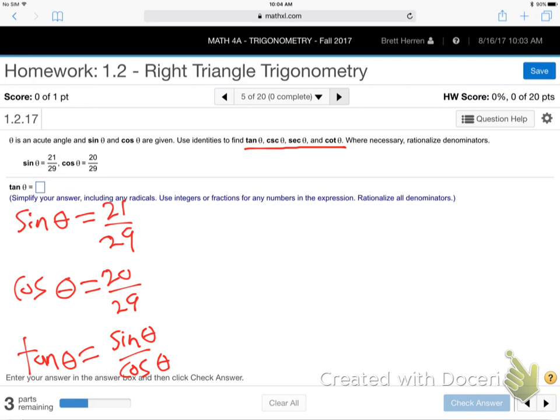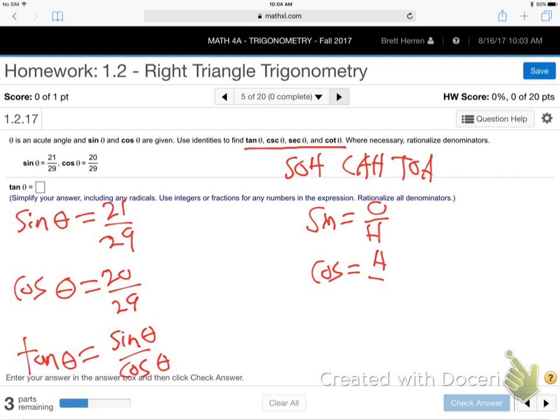Why? Well, here's the proof. You don't have to know the proof, you just got to know that. But here's why. Remember Sohcahtoa? So what is sine then? Opposite over hypotenuse, right? So what is cosine? Adjacent over hypotenuse. So then what if you took sine and you divided it by cosine? Do you see what would happen? Maybe not. Maybe you're thinking, oh, it looks like a big mess to me.